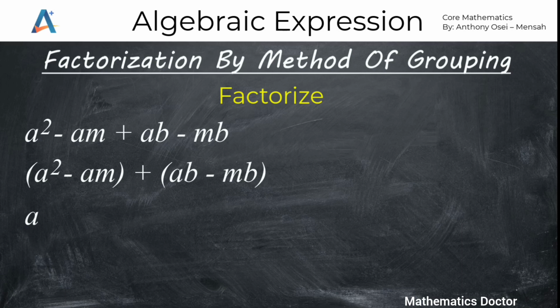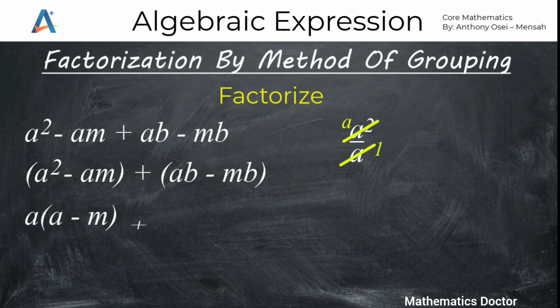As usual, a squared divided by a will remain with a. Let me demonstrate it here. A squared divided by a. A into itself is 1. A into a squared is a. So the answer is a. So we put a here. Good. Let's go to the next one. Minus am divided by a will give us minus m. So minus m. Now we go to the next step.